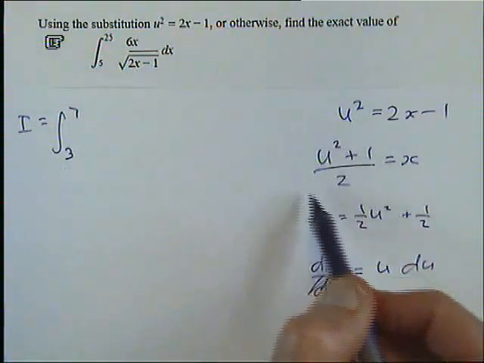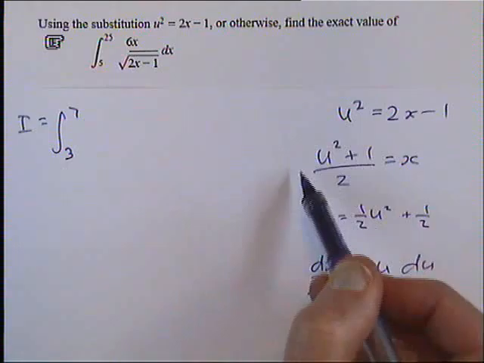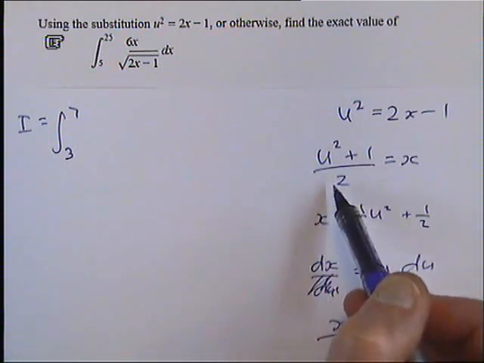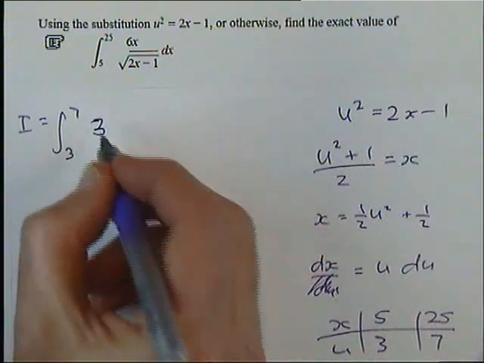6x is going to be 6 lots of this. 6 lots of that. If I put a 6 in front of it, that 6 and that 2 will make us 3.